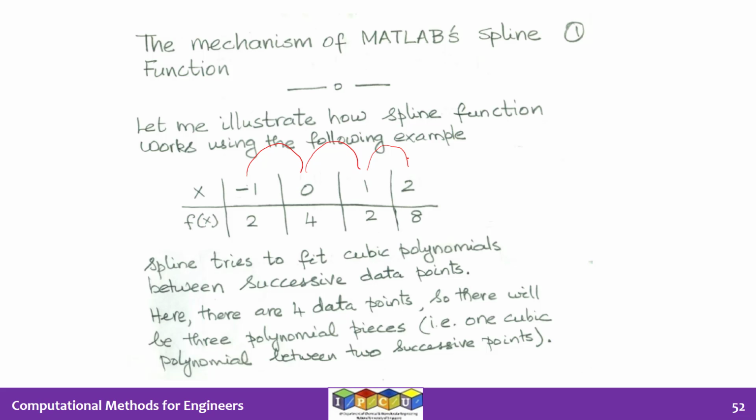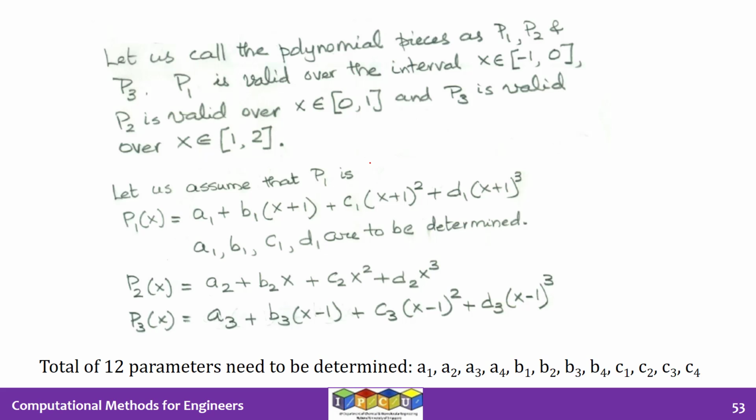Let me start by making this remark that since there are 4 data points, there will be 3 polynomial pieces. So between these 2 data points, there is going to be 1 cubic polynomial. Between these 2 data points, there is going to be 1 cubic polynomial. Using these 2 data points, there is going to be 1 cubic polynomial. So you're going to have a total of 3 cubic polynomials. Now let us call the polynomial pieces P1, P2 and P3. All of them, P1, P2 and P3, are third order polynomials.